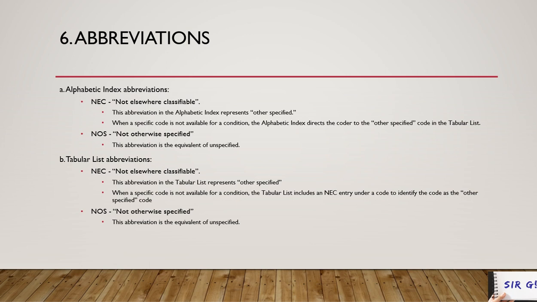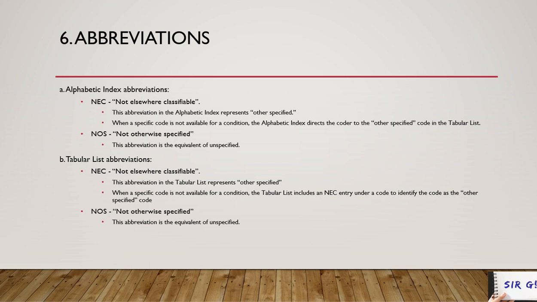When we say abbreviations, you have your NEC and you have your NOS. You also have that NEC and NOS in your tabular list. Your NEC is also known as not elsewhere classifiable, meaning the abbreviation in the alphabetic index represents other specified. What do you mean by that?